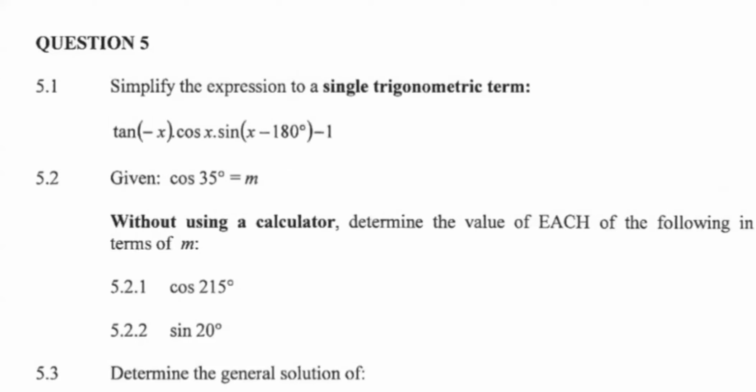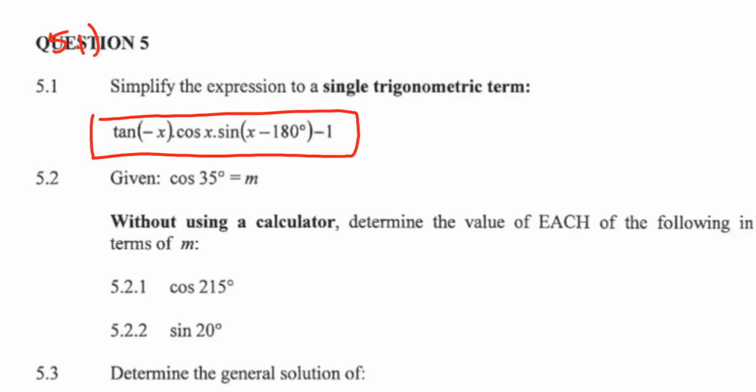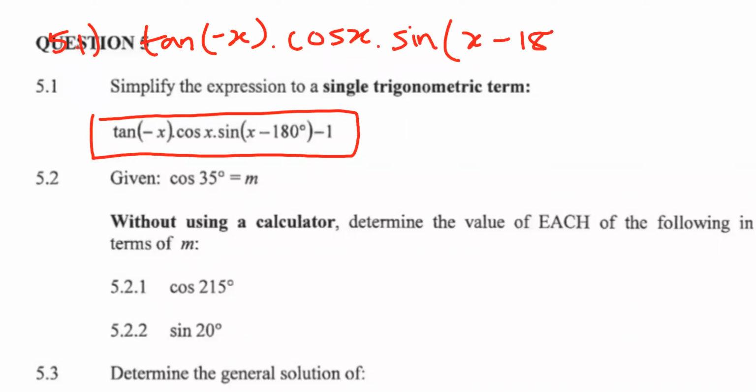Question 1.1. Simplify the single trigonometric term. Okay, so the first thing I want you to do is write down this expression: tan of negative x times cos of x times sine of x minus 180 degrees. Okay, now that you got it, let's work through it.